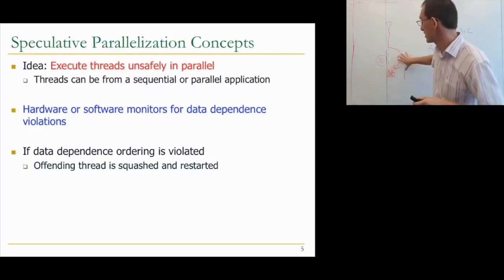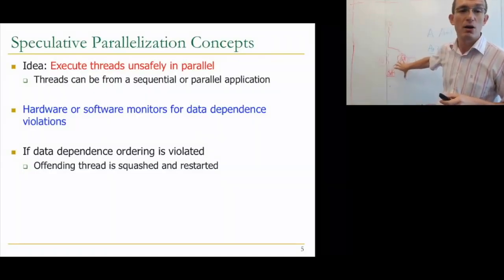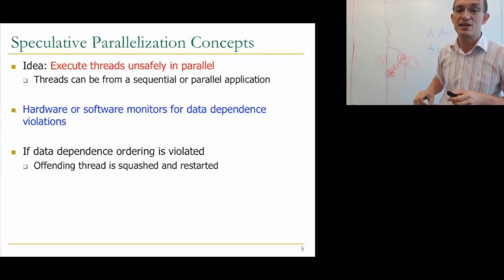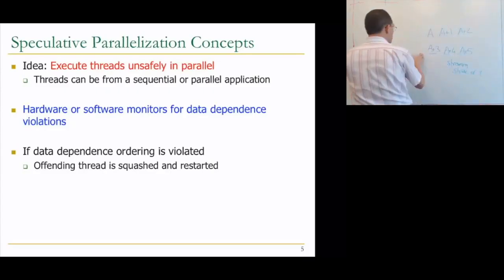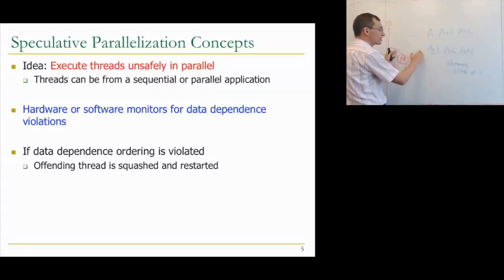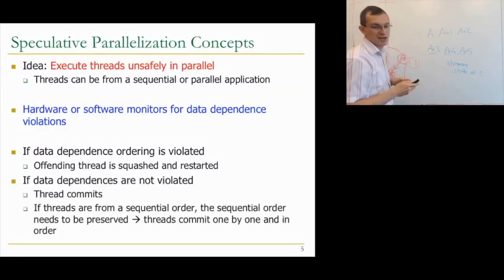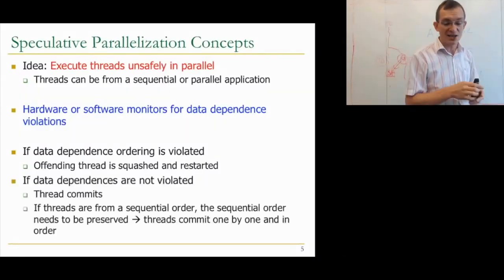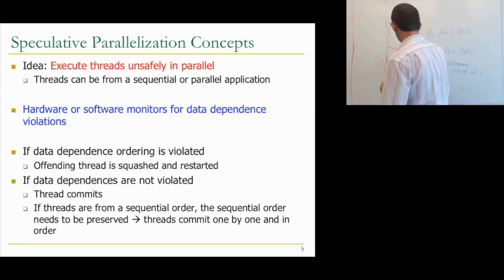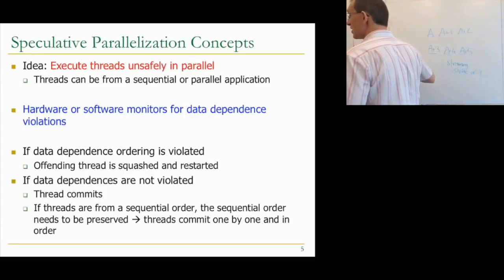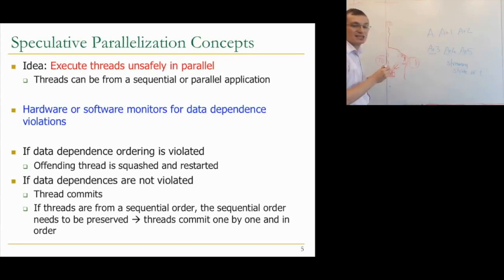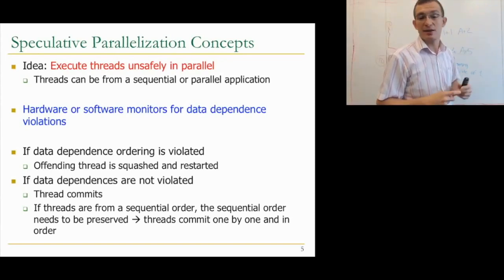This is one way of monitoring and recovering from data dependence violations. Why? Because this thread's execution was unsafe. We started executing this thread earlier than we knew whether or not it had a dependence to this part of the program. If there's no data dependence, if you actually spawn this thread and it turned out that these happen to be totally independent, then the thread commits.